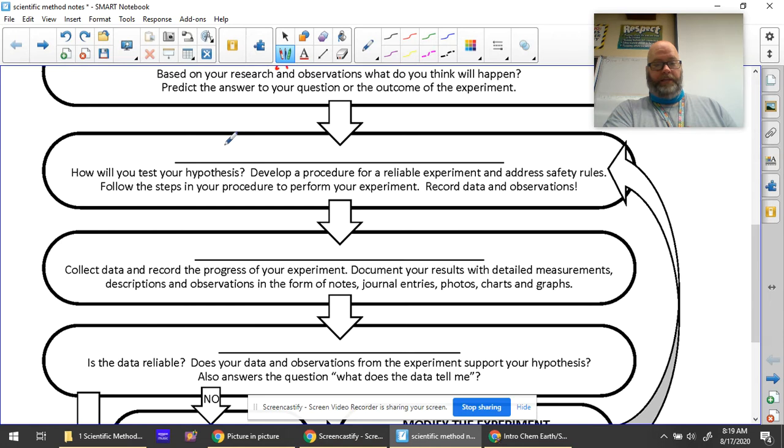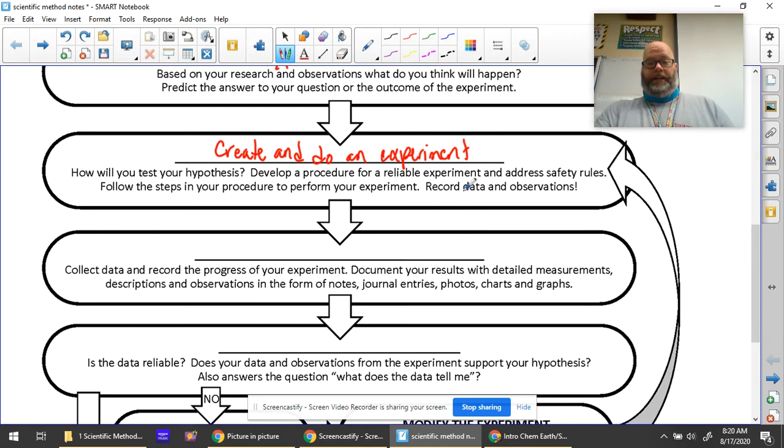Okay, so we want to create and do an experiment. And that experiment is going to be, the whole purpose of it is to test the hypothesis. Now, we don't want to make the experiment skewed to make sure that Mountain Dew wins. Okay, we want to make sure that we do this fair. All right, so we develop a procedure for a reliable experiment. We address safety rules, if there are any. We follow the steps in our procedure to perform the experiment, record the data, and make observations.